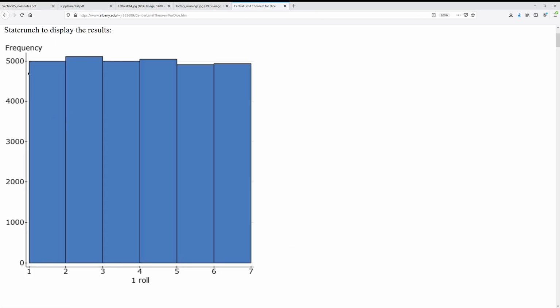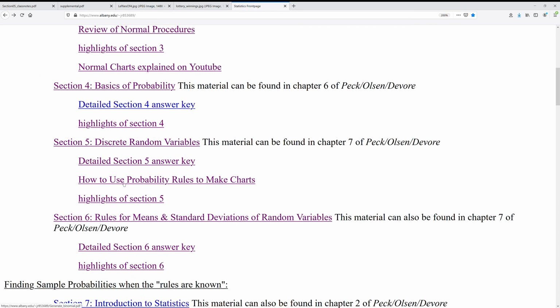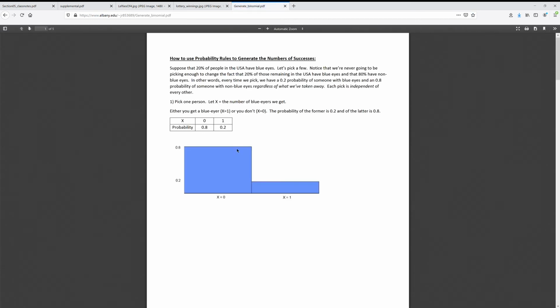There is a second example here that you can check out. It is literally the same as what we just did, except I think it's a 20/80 split instead of a 10/90 split. Let's see, where would that be? How to use probability rules to make charts.